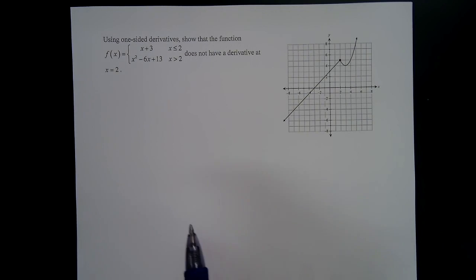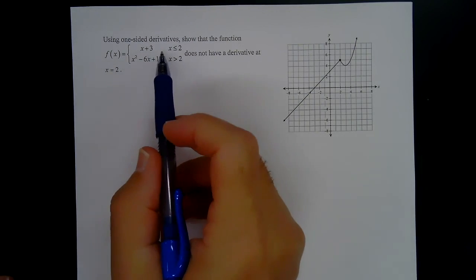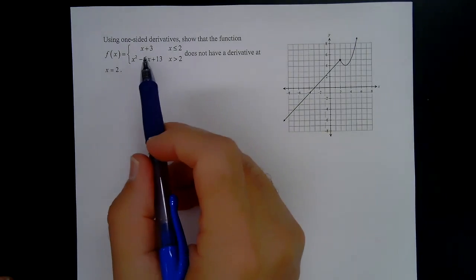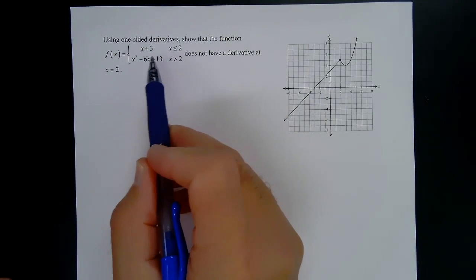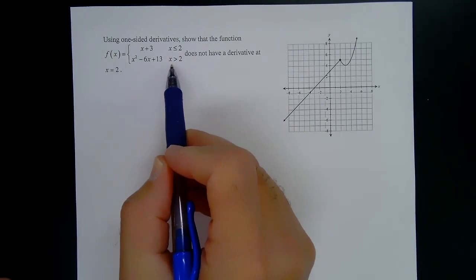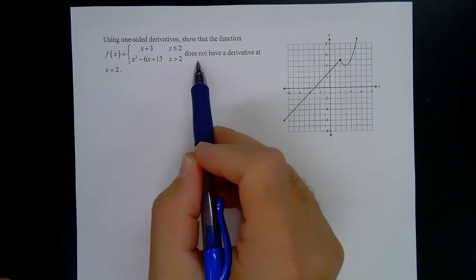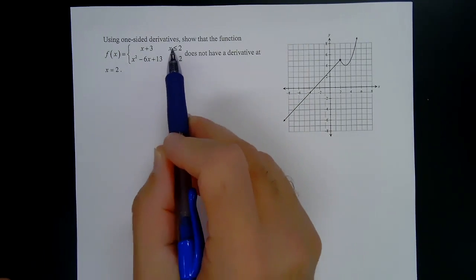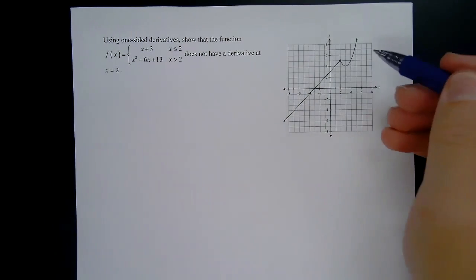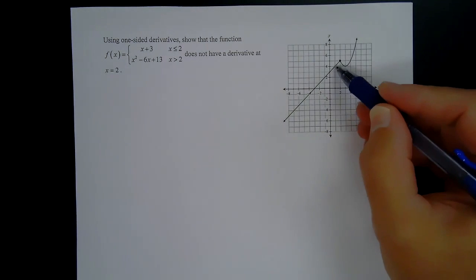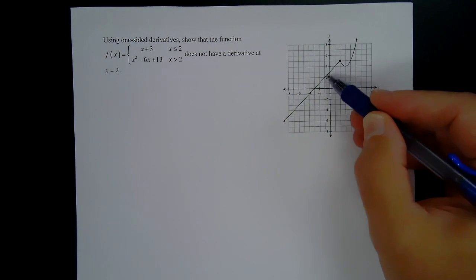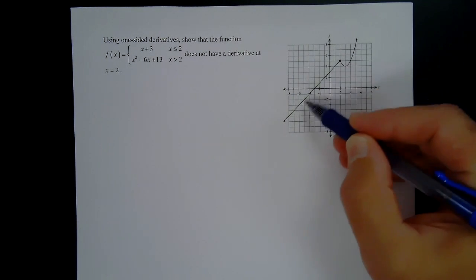All right, so on this problem, we're using a one-sided derivative to show that the function f of x, which is made up of two pieces, is x plus 3 when x is less than or equal to 2, and x squared minus 6x plus 13 when x is greater than 2. And we want to show that it does not have a derivative at x equals 2 where it switches, okay? And that's this point right here. Now, the left-hand derivative would wind up being the slope of this line because that's a straight line.